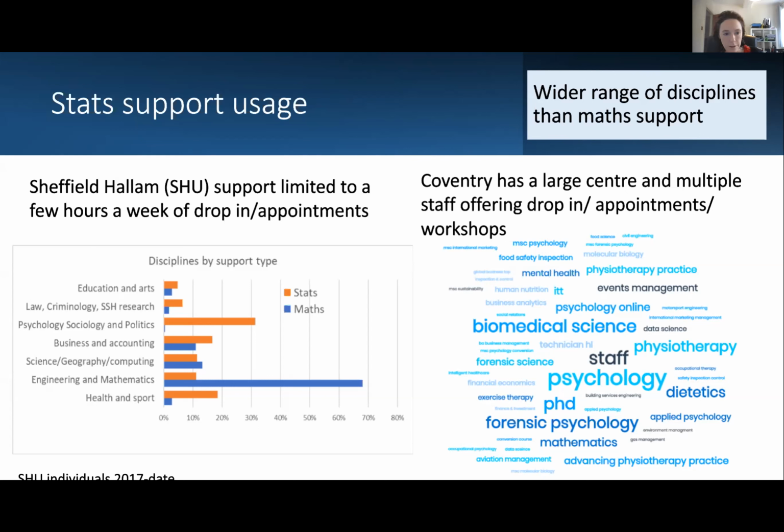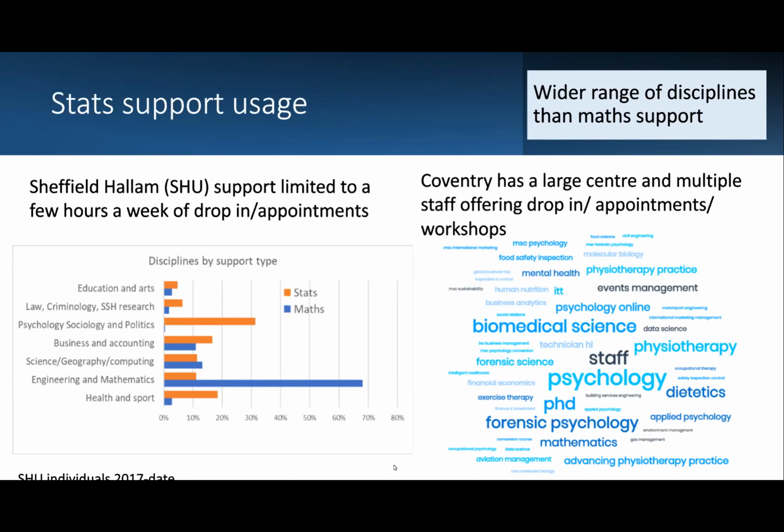One of the reasons we wanted to use this slide was to show the range of disciplines that use stat support. On the left, in blue, you've got the percentage of students using maths support by discipline. You can see that engineering mathematics students have the highest percentage, whereas for stats, it's quite equally spread out across quite a few different areas. And the same with Coventry's little Wordle here. You can see that there's a large range of students using stat support. And we're noticing more and more students from disciplines that you would expect less stats from. So we're seeing an increase in the number of disciplines using statistics in their dissertations that you perhaps wouldn't expect, with no lecturers or supervisors who really know much about stats at all. So that's really not fun dealing with those kind of people.